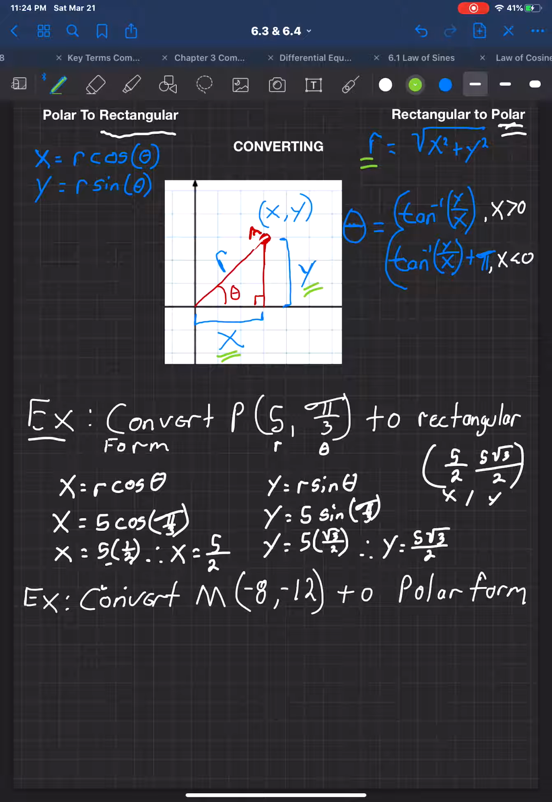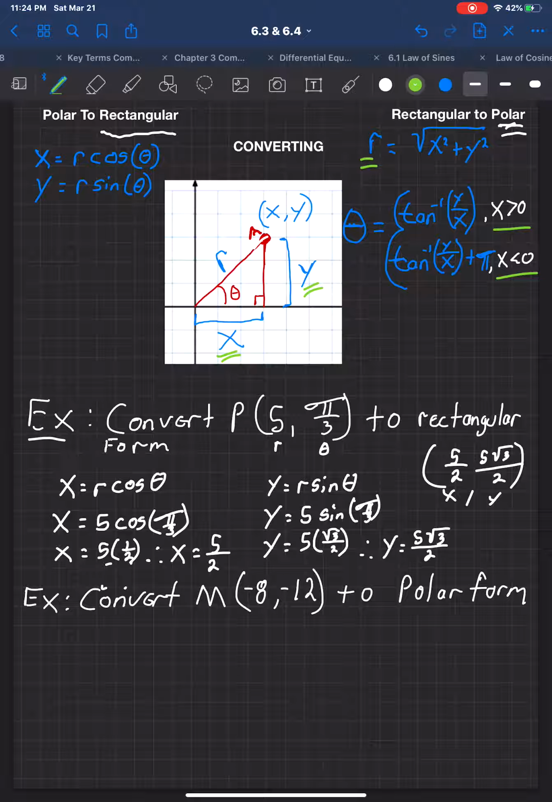But the question is, do I have to add pi or not? Well, that really depends on the x value that you're given, right? So you have to think back to the graph of tan. But I don't want to spend a lot of time there. Let's just go ahead and jump in.